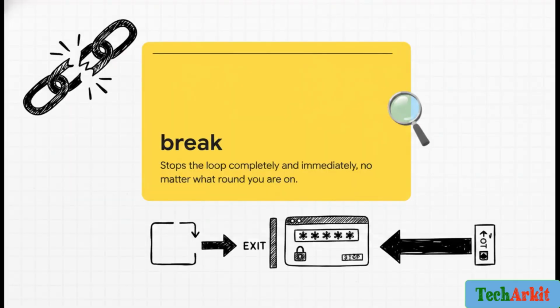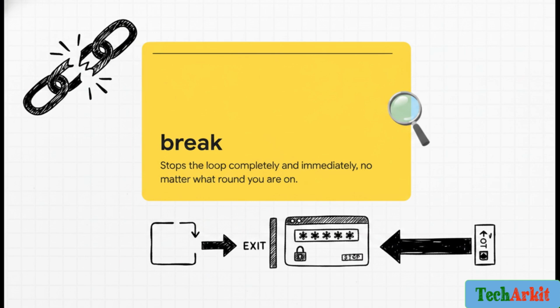Okay, bringing us to part 4, emergency exits and skips. So what happens if our code is spinning on the merry-go-round, but we suddenly need to get off early? That's where transfer statements come in. The most dramatic one is called break. Break is your giant red emergency exit button. The second Python hits the word break, it completely stops the loop immediately. It doesn't matter what round you're on.